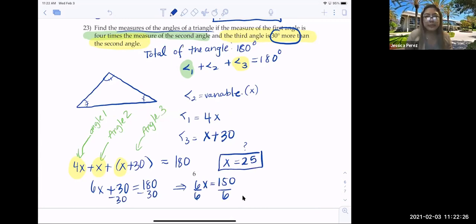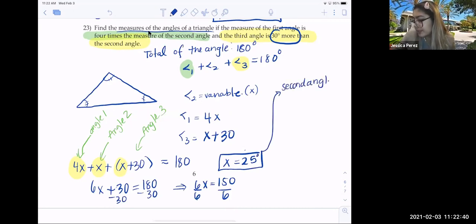Okay, so most of you got 25, good. So what is 25? 25 what? This means that the second angle, or angle 2, is 25 degrees, right? What is the first angle? What do we know about the first angle? The first angle is 4 times x. So the first angle is 4 times 25. That's 100.